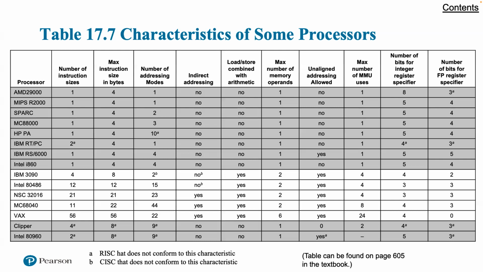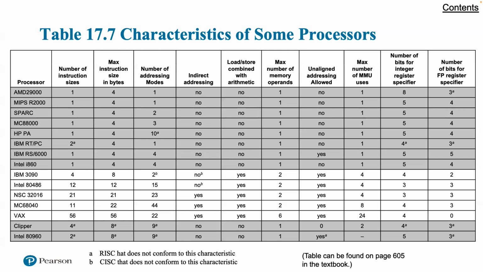7, does not support arbitrary alignment of data for load/store operations. 8, maximum number of uses of the memory management unit, the MMU, for data addressing in an instruction. 9, number of bits for integer register specifier equals 5 or more. This means that at least 32 integer registers can be explicitly referenced at a time. And 10, the number of bits for floating point register specifier equals 4 or more. This means that at least 16 floating point registers can be explicitly referenced at a time.